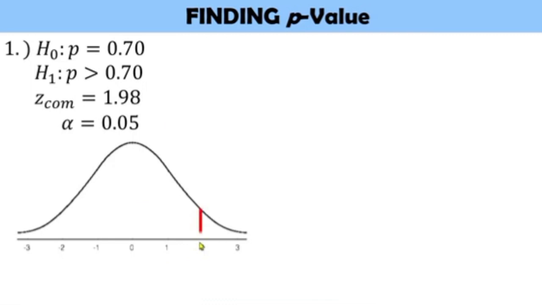1.98 is somewhere here. Let us label that. Again, the p-value is the more extreme values. If it is a right-tailed test like this one, it is the values to the right of the computed value. So here is the p-value that we are going to look for.